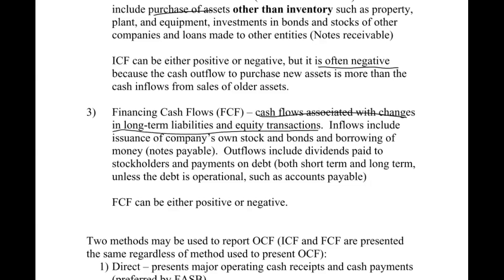All right, so our financing section: cash flows associated with changes in long-term liabilities and equity. So there we can see, here's our long-term liability, and that means we're dealing with our creditors, people we loan money to. And then equity, so there's our stockholder equity. Anything of that part of the balance sheet goes there. And so this is dealing with transactions with our owners or shareholders. Inflows include issuing stock, issuing bonds, and borrowing money through notes payable. Outflows include dividends paid to our stockholders, payments on the debt, and things like that.